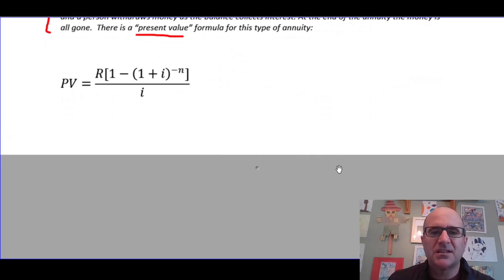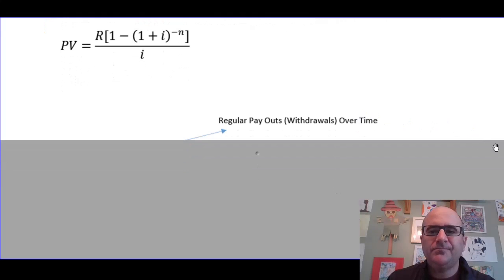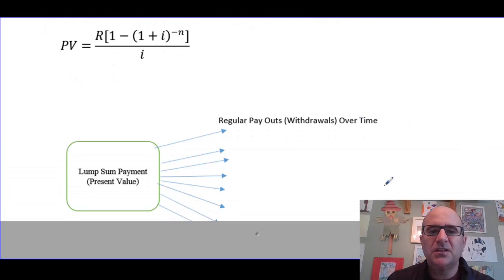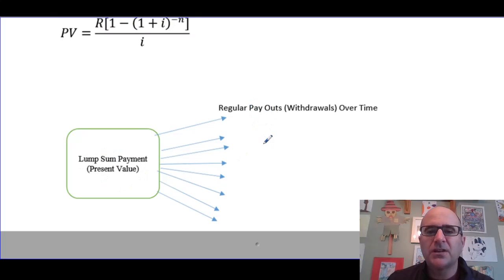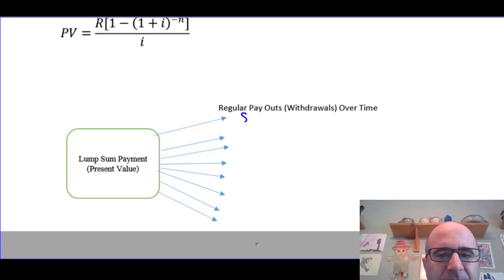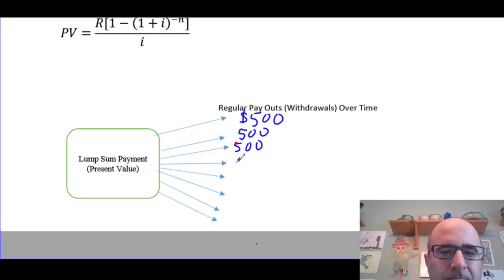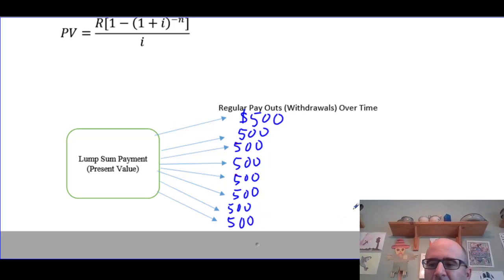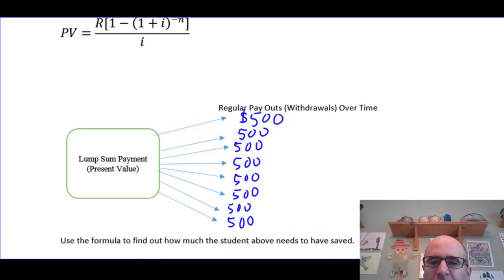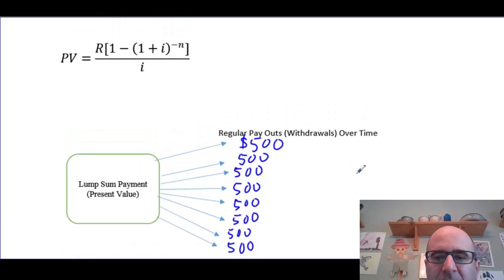So just to visualize this again, we're basically saying, look, in this kind of annuity, you have a lump sum at the beginning, a present value, and then there are regular payouts over time. So I've got 8 arrows here. You can imagine that each one of those represents $500 in this example above that you pull out. Okay, so that's a total of $4,000 when you add all those up.